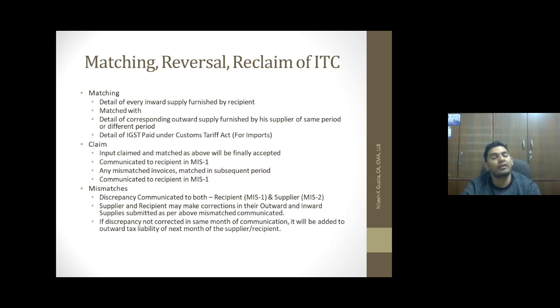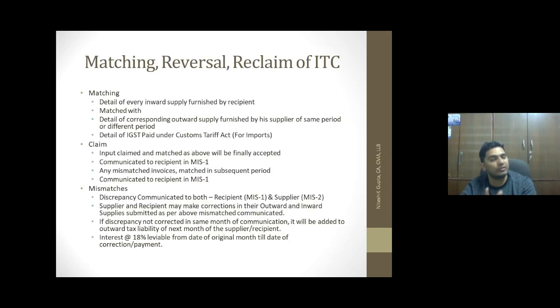If the discrepancy is not corrected in the same month of communication, it will be added to the outward tax liability of the supplier in the next month. So suppose this month the seller corrects, then it will be added to the seller's liability. If the purchaser corrects, it will be decreased from the input of the purchaser. If it is not corrected, it will be added to the outward tax liability of the relevant party. Interest at the rate of 18% is leviable from the date of the original month till the date of correction. If it is not corrected in the same month, interest will be applicable.